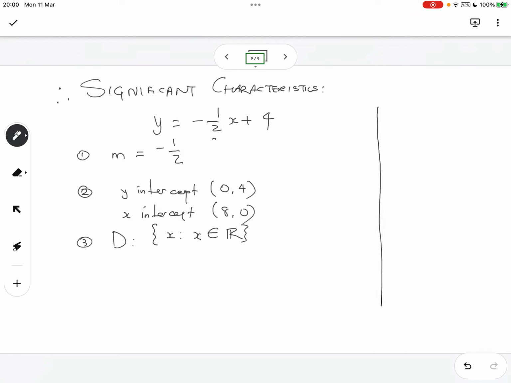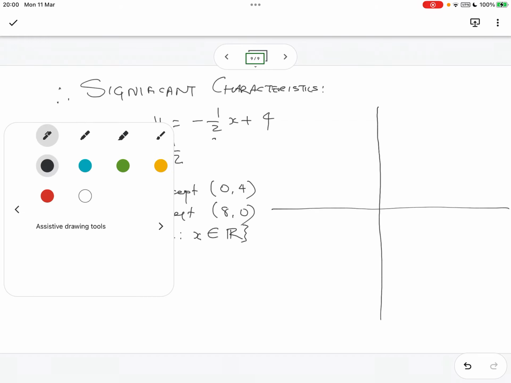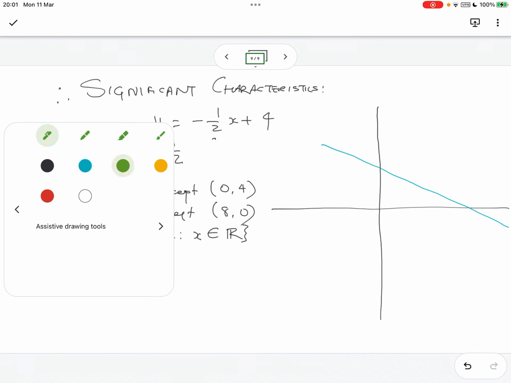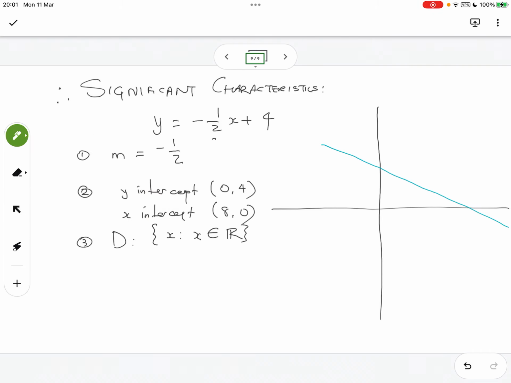And I'm going to explain that using the very same graph that we've got. On our graph, which looks something like this. Maybe something like that. Alright, cool.